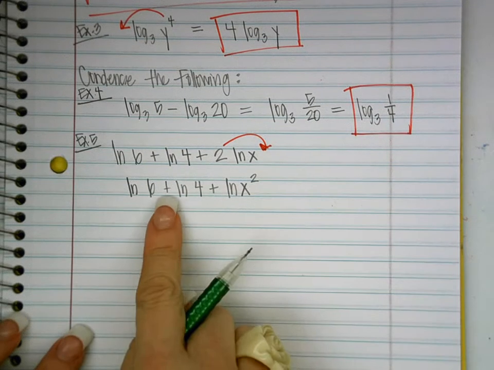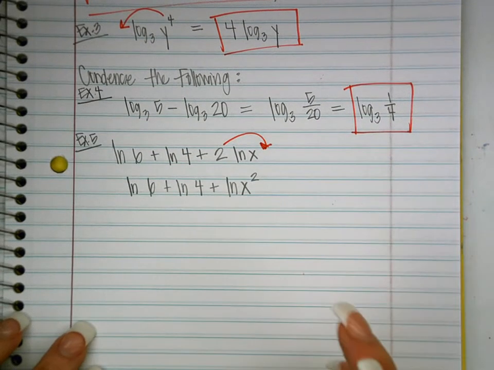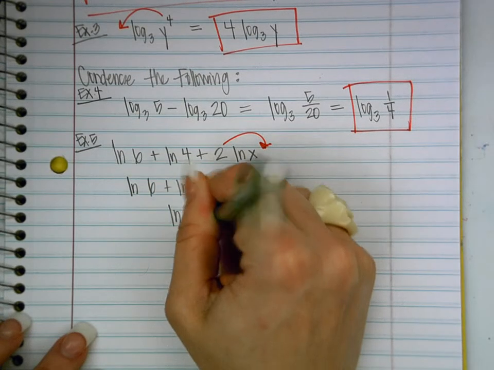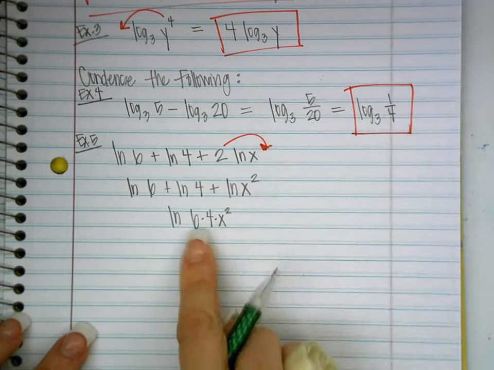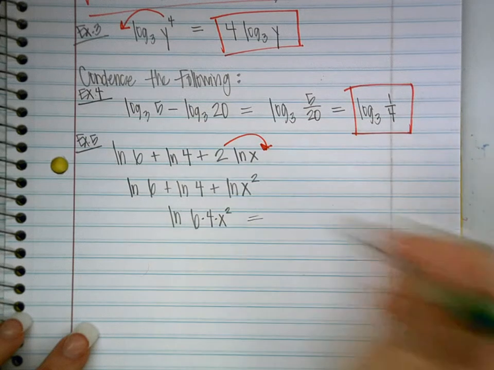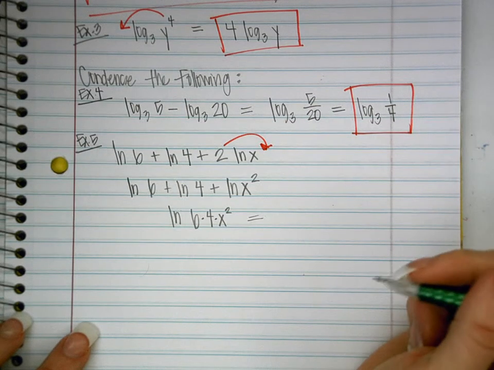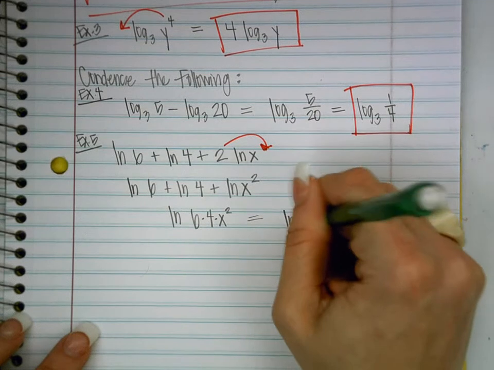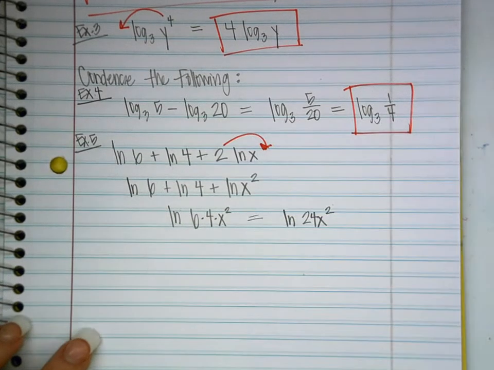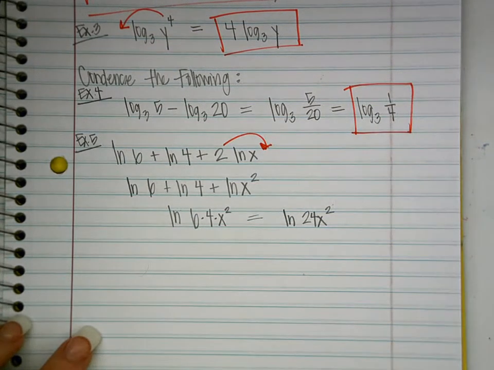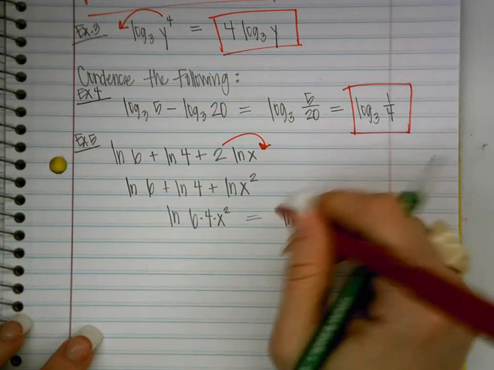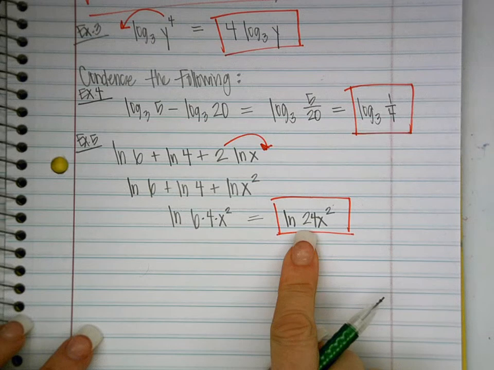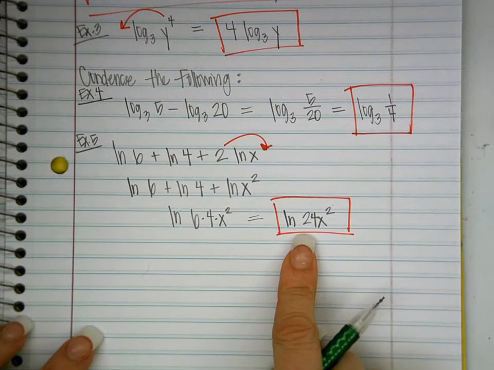Then, what do all these plus signs turn into? Multiplication, so natural log 6 times 4 times x squared. And can you simplify that a little bit more? Yes, you can multiply 6 and 4, and that would give you what? 24x squared. That's your answer. Natural log 24x squared. Now, do we know what exponent on e makes 24x squared? No. So you get to be done there.